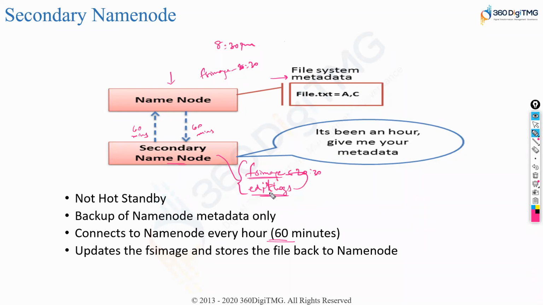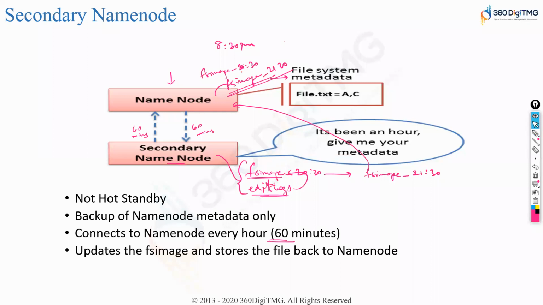Now it is 21:30, right? 1 hour later, 21:30. This entire process happens. And once this file is updated, it becomes fs image underscore 21:30. Now this file is again put back into name node. So here the latest fs image that I'll have now is 21:30. Right? So your name node will constantly get your fs image updated. The static file that we have is getting up to date.